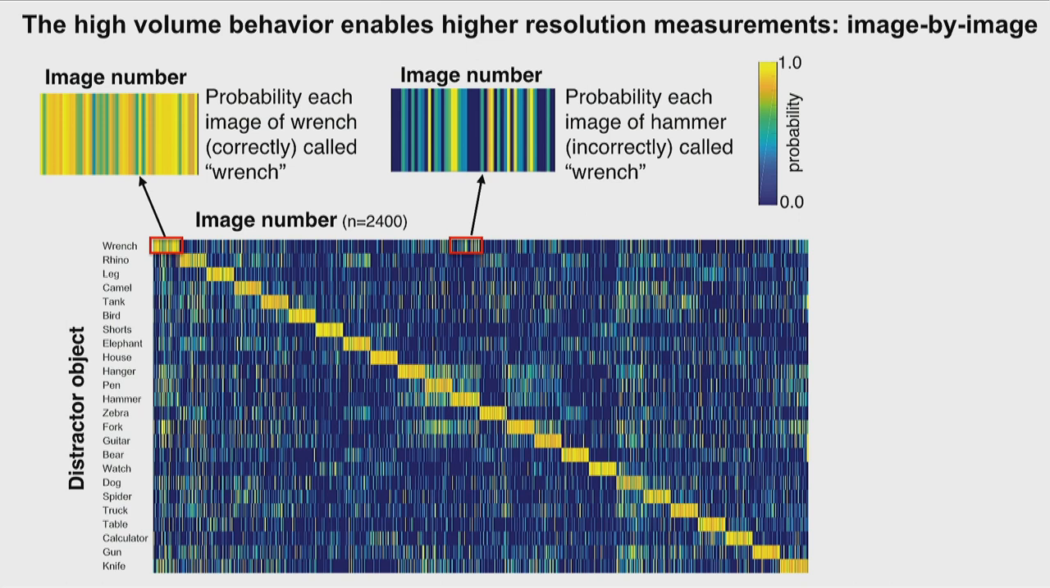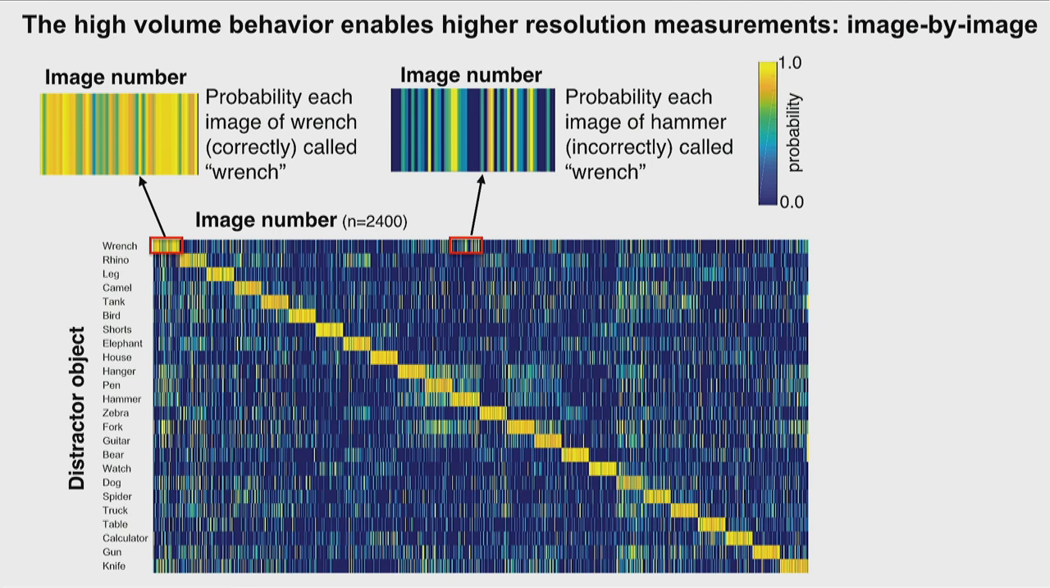These are 24 object categories. Now I'm showing you individual images, there are 2400 images here, and I can look at the probability. If everybody was perfect, all the yellow here would be on these diagonal blocks. So you can look inside the diagonal block and see some images of a wrench are more blue here. This is just an example. That means those are images where mistakes are more often made. And we can detect that reliably. This is a probability score.